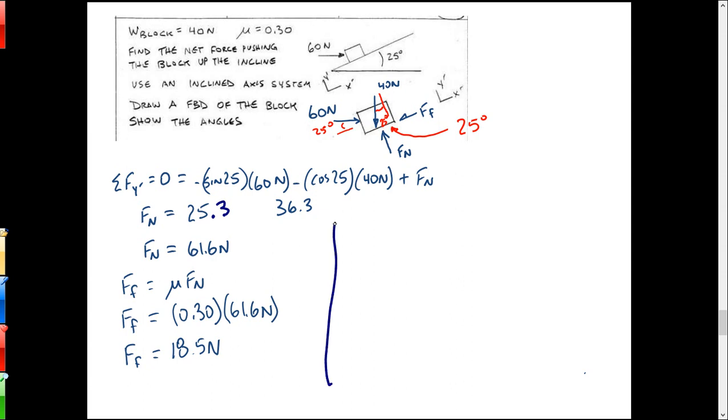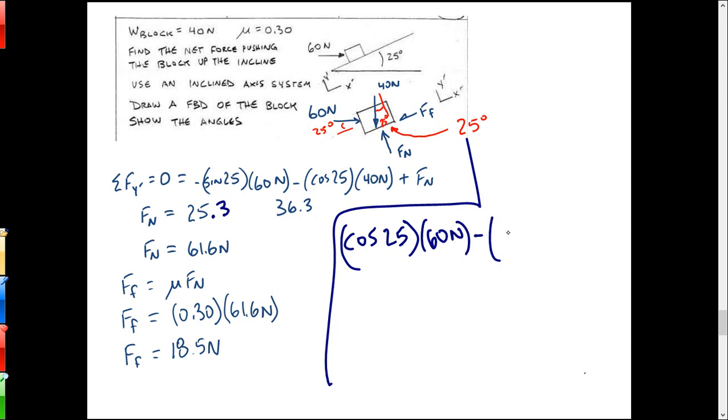And then when you go ahead and calculate the net force up the ramp, what you're going to have there is cosine 25 times 60. That's going up the ramp. But you got to pick up that weight component going down the ramp, sine 25 times 40, and then minus the friction. So that's the net force parallel to the ramp there. Be sure you're picking up that weight component that's actually working it back down the ramp. When you start getting on inclines and things like that, these things can get a little bit trickier. Let's just say that.